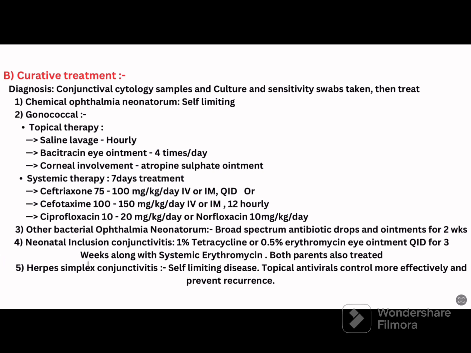How about the herpes simplex conjunctivitis? This is also self-limiting. So, because it is self-limiting, no specific treatment. However, sometimes topical antiviral drugs to control the infection more effectively will prevent the recurrence. We have seen that herpes simplex will stay dormant for a long time. So, chances of recurrence are high. However, we can give some topical antivirals. This was all about ophthalmia neonatorum.